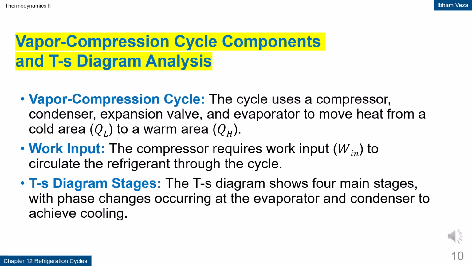Vapor compression cycle components and TS diagram. The vapor compression cycle consists of four main components: compressor, condenser, expansion valve, and evaporator. The compressor requires work input, Win, to raise the pressure and temperature of the refrigerant. In the evaporator, heat QL is absorbed from the cold space, while in the condenser, heat QH is rejected to the surroundings. The TS diagram helps visualize phase change and thermodynamic property variations during the cycle. This cycle is the backbone of almost all modern cooling systems.